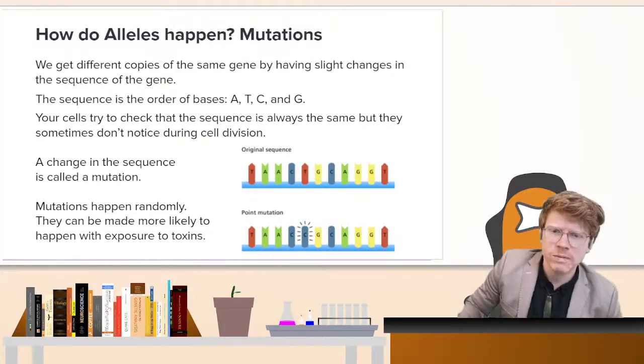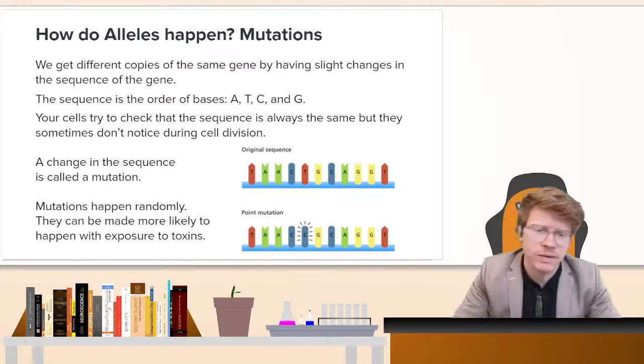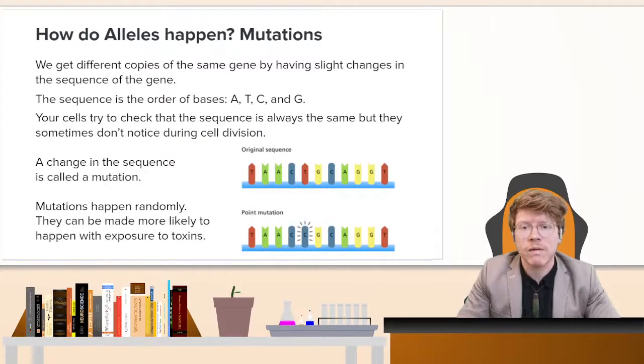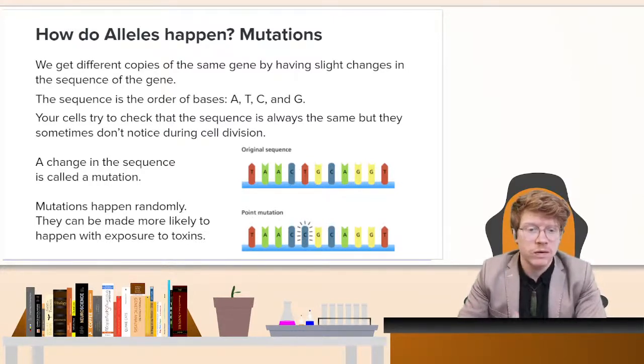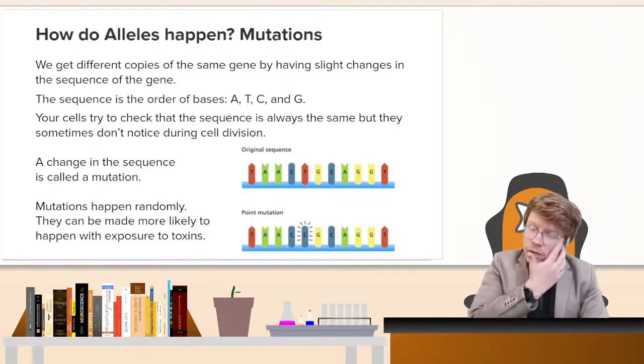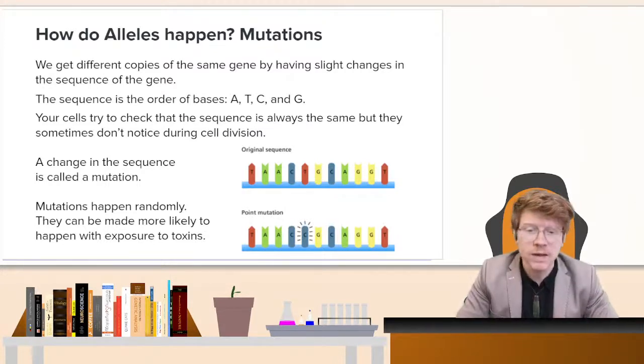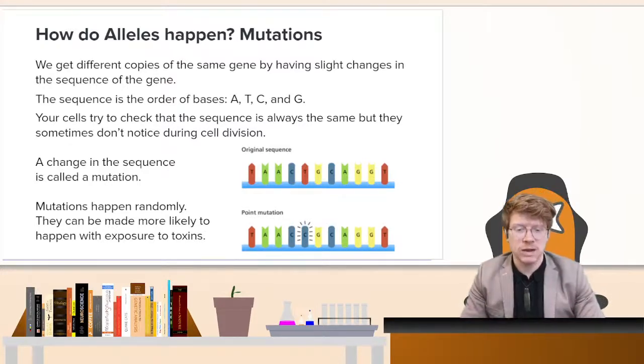How do you get these different forms? Well, you have different sequences, and these can come about from mutations. Mutations can happen in a number of different ways. They can happen because you're exposed to toxins, but in reality, every time cells divide, there are a few mutations. Even in your own body right now, you have cells that are slightly different to one another. This is actually how cancer happens, but we can talk about that at a later stage. But what it really is is a change in sequences.